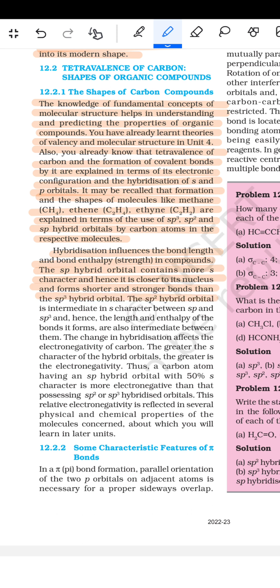The sp2 hybrid orbital is intermediate in s character between sp and sp3 and hence the length and enthalpy of the bond it forms are also intermediate between them. The change in hybridization affects the electronegativity of carbon. The greater the s character in the hybrid orbitals, the greater is the electronegativity. Thus, a carbon atom having an sp hybrid orbital with 50% s character is more electronegative than that possessing sp2 or sp3 hybridized orbitals. This relative electronegativity is reflected in several physical and chemical properties of the molecule concerned, about which we will learn in later units.